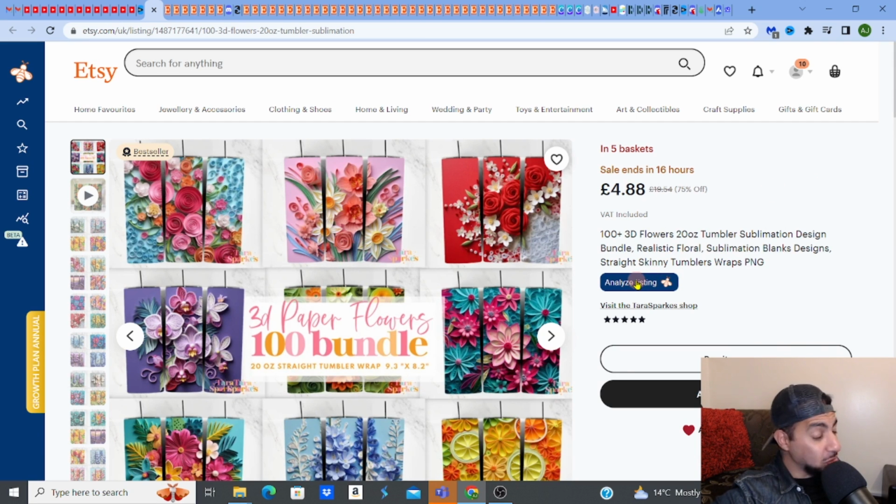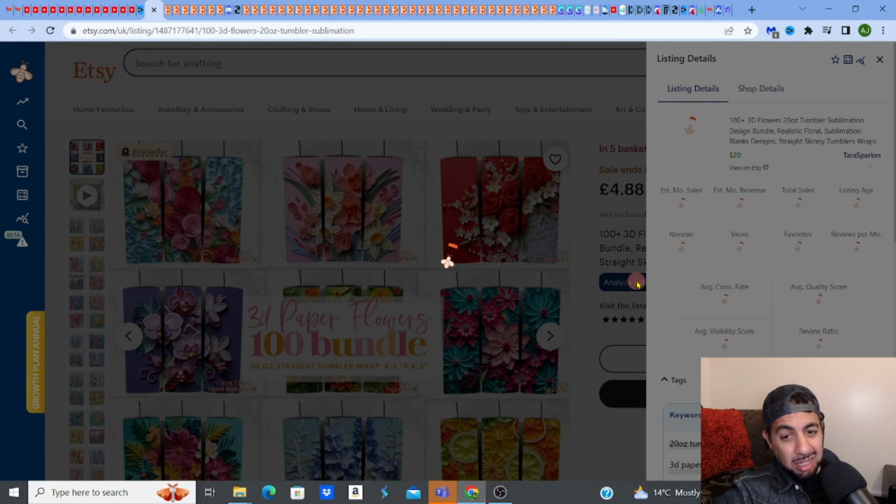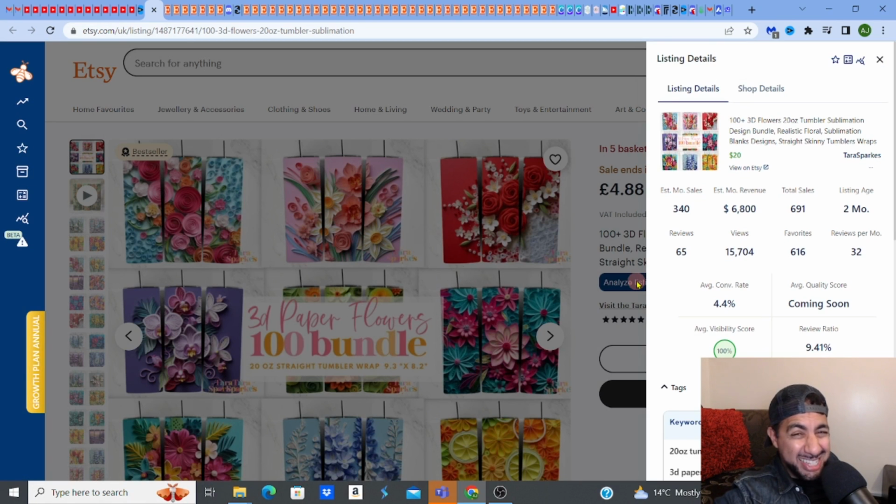Now this seller is doing very well, and I'll just show you exactly how much they're making right now. They are making on a monthly basis $6,800 a month. And this is just for the downloadable PNGs for these 100 3D flower designs. You're not selling anything physical. It's purely digital, guys. So a lot of that is profit. And it's only been listed for 2 months. That's crazy. Why do you think I love it so much? And the profits are crazy.